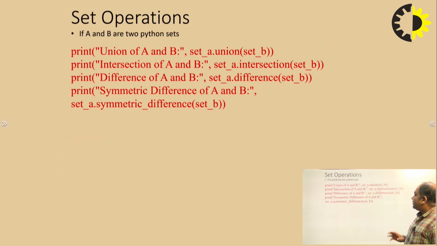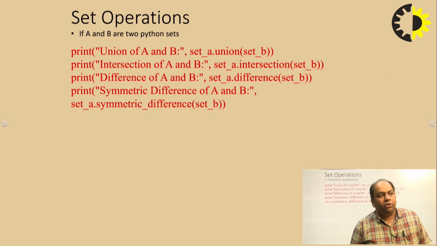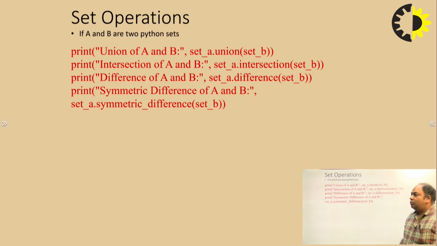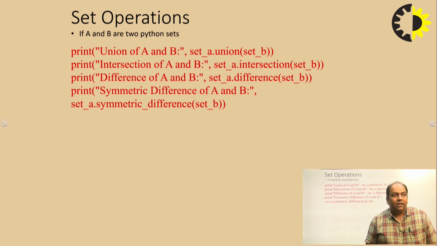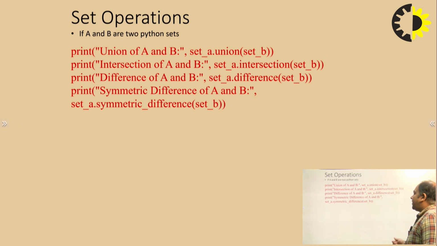So for set operations, for union we use union, for intersection we use intersection, for difference we use the keyword difference, and for the symmetric difference we use symmetric_difference. These operations can be executed on sets by their name only. If we have two sets and want to do a union, we use set A.union(set B).